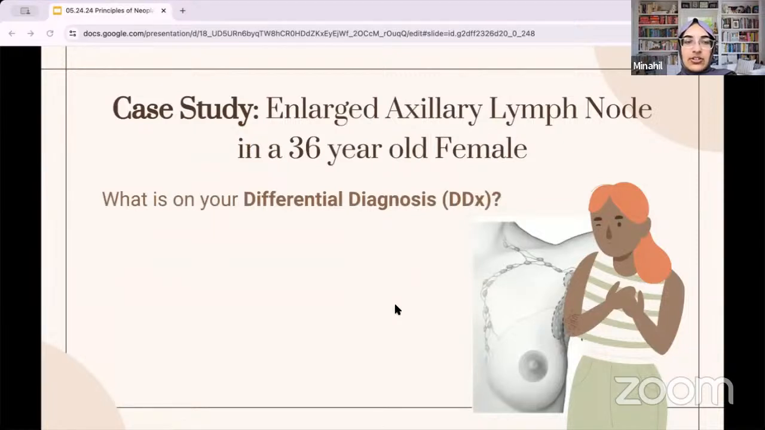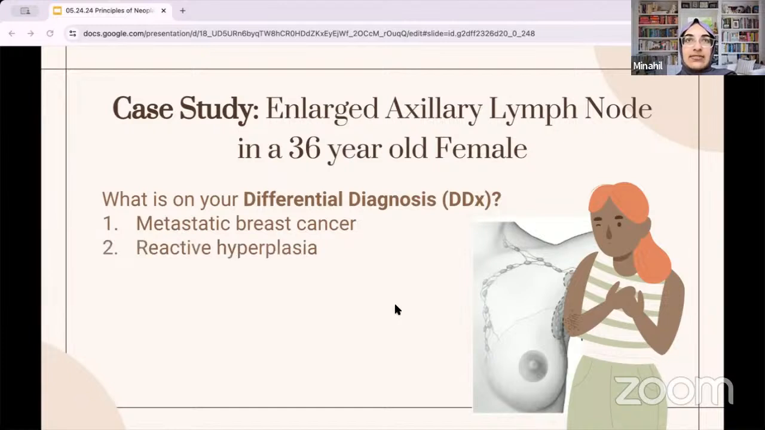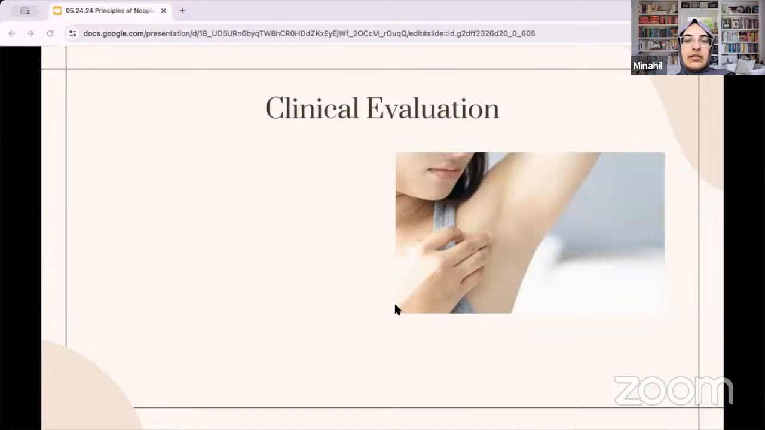Without any further information, I would ask, what is going through your mind right now from the different diseases that you know of as of now? So we could think, of course, breast cancer, metastatic breast cancer, or it could be reactive hyperplasia. We do need more information as to why we think it might be hyperplasia or a lymphoma, because lymph nodes don't necessarily always have to do with the breast being involved in the pathology. But let's do a clinical evaluation and see the patient now that we've reviewed their chart.